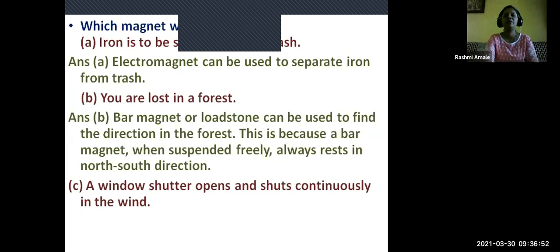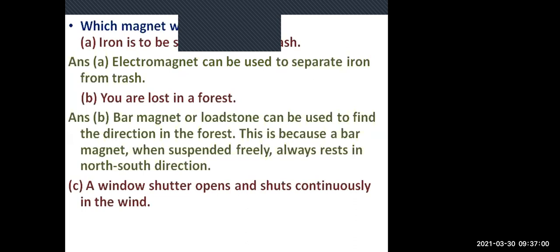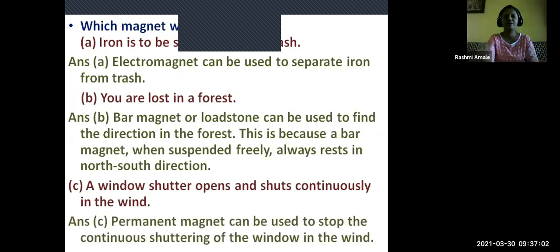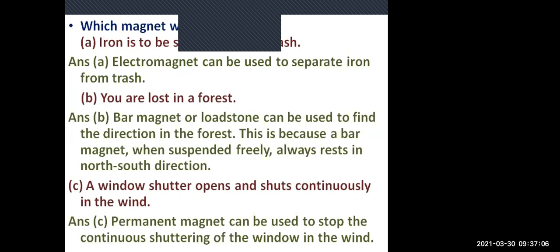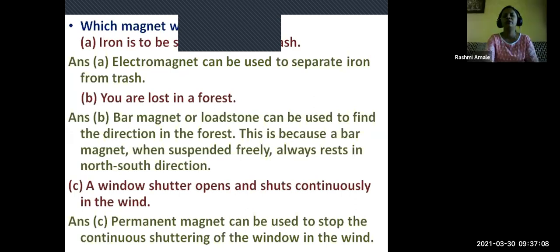Next one, a window shutter opens and shuts continuously in the wind. So what will you do? Which magnet will you use? Permanent magnet. That's right. Permanent magnet can be used to stop the continuous shuttering of the window in the wind. Very good. Next is filling the blanks, and you are going to answer this.